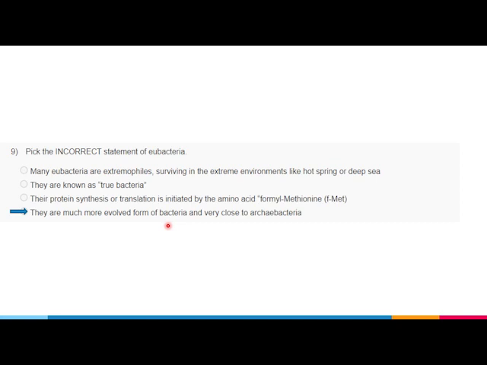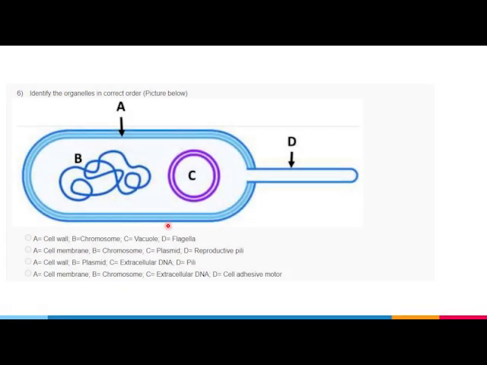So anyone wants to add something to this? This was pretty straightforward. Anyone wants to say something regarding this? You have understood, yes? Okay, so we'll just move on.